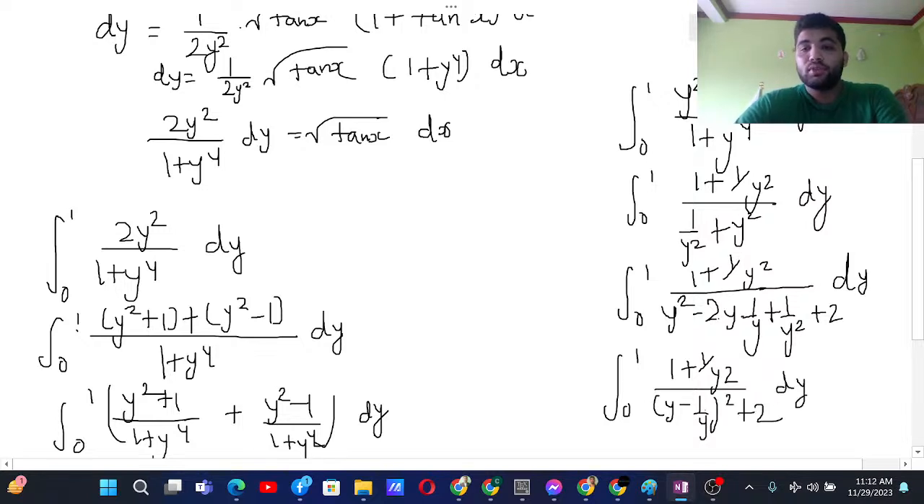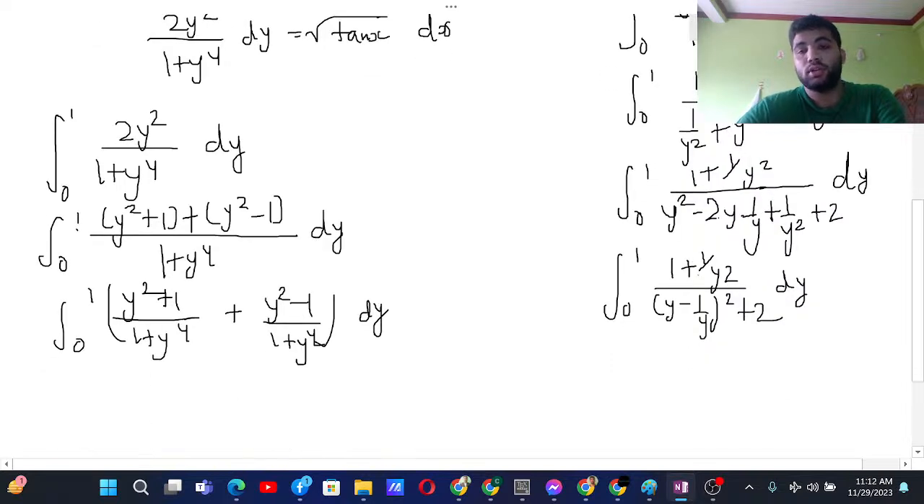Now you see, if we let this as g or something, any variable, let's say a, then this will be dA, 1 and then plus 1 by y square. So if we had plus over here, it would have been minus in the numerator. So that's why I made it minus over here. Now we can let g be 1 minus 1 by y. At 0, this will be minus infinity. At 1, this will be 0. And this will be just dg by g square plus 2.